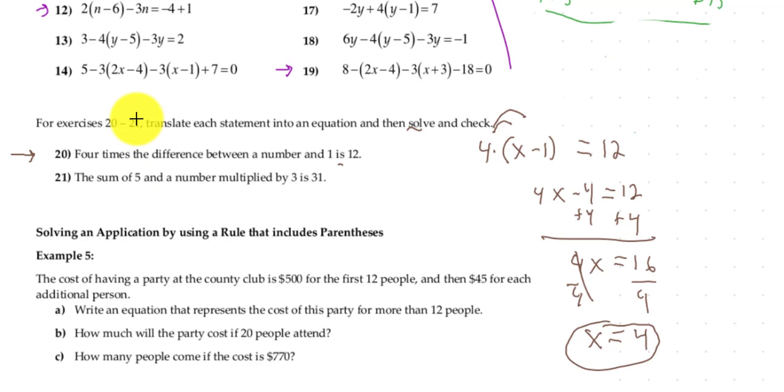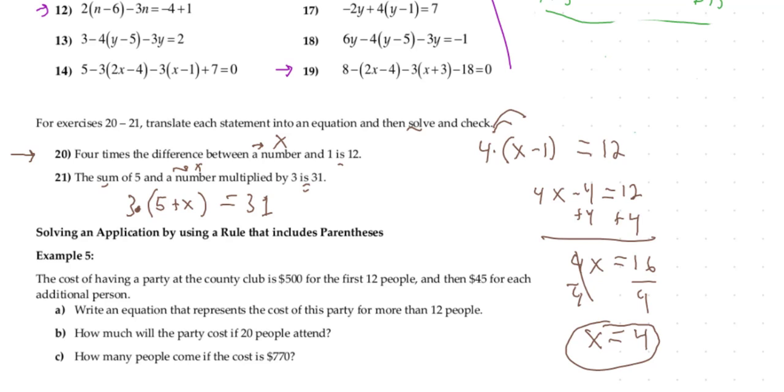If I look at number 21, I'm not going to solve it, but I'll just show you what they're looking for. The sum of 5 and a number, so 5 plus x. So we're saying that a number is the same thing as x, right? You see a number, it's x. So the sum means addition, so I add 5 plus x, but then it says multiplied by 3. So I have to take this whole thing and multiply it by 3. And that is 31. Remember, is means equals. And that's what they're looking for, right? 3 times 5 plus x equals 31. And this is number 21. Okay? All right, almost there.